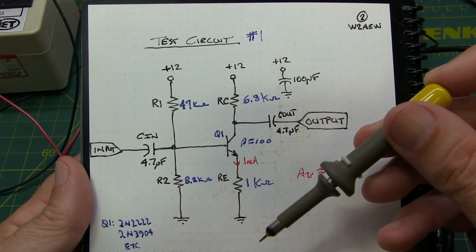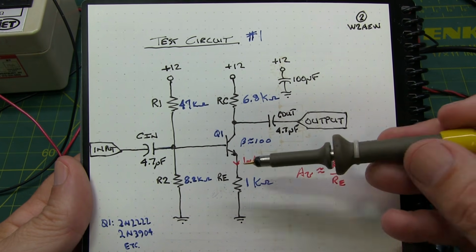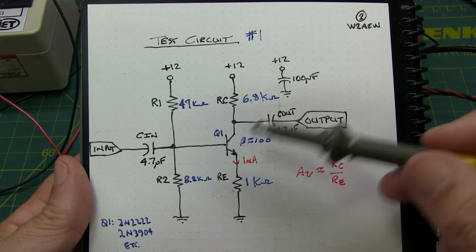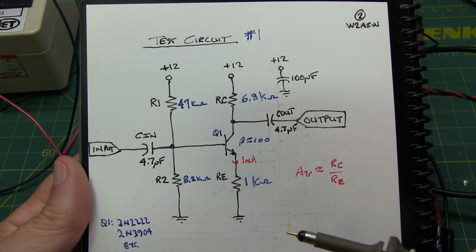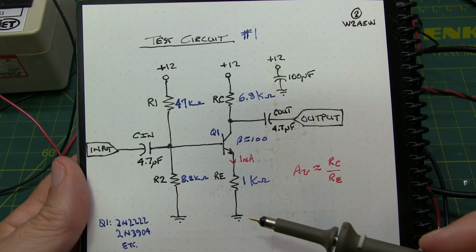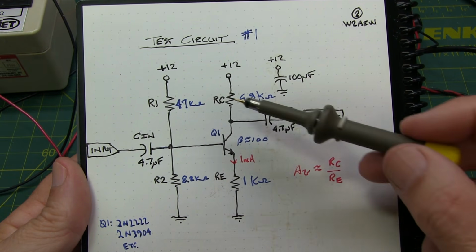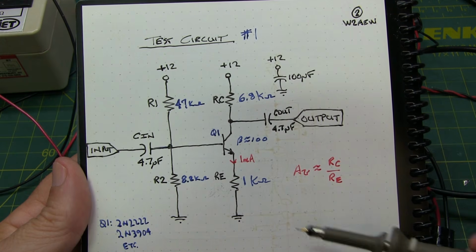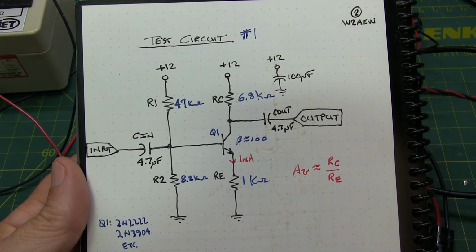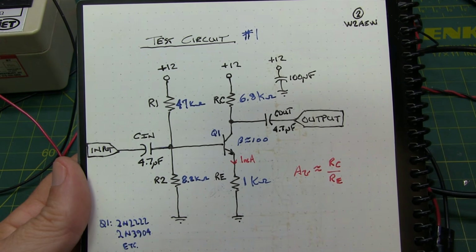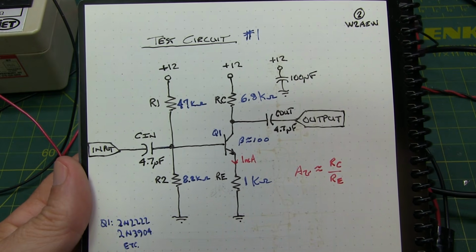In the video description below, I'll include another link to a video that shows tips and tricks and design hints for a common emitter amplifier, and in that video it shows how the gain of this circuit is essentially going to be equal to RC divided by RE. So in this case it's going to have a gain of about 6.8. There's some error in there, but it's close enough for what we're trying to do.